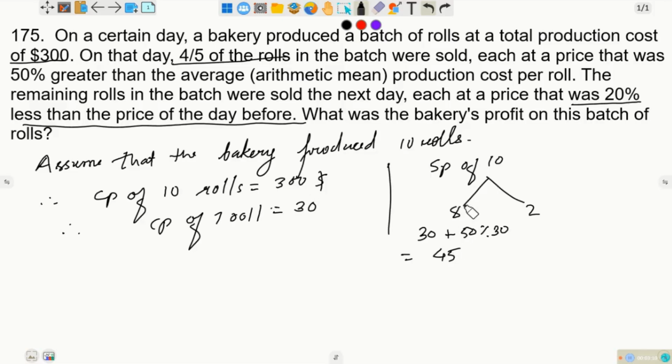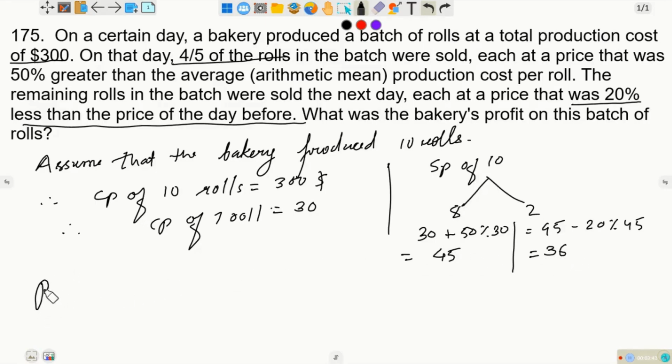That means on the previous day the rolls were sold at $45 each. Now on the second day, the price was 20% less. That means 45 minus 20% of 45. First of all, find out 10% of 45, which is 4.5, and double it. That gives you 9. So 20% of 45 is 9. Subtract it from 45. That gives you 36. So that means the other day the 2 rolls were sold for $36 each.